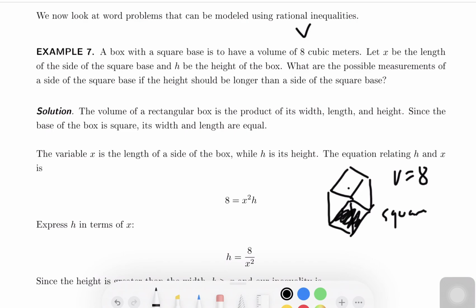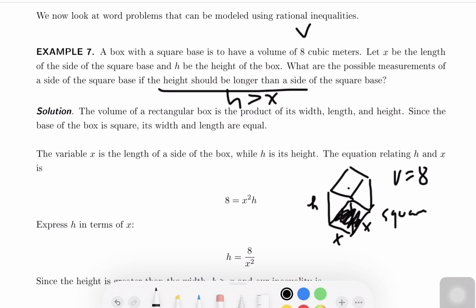Let x be the length of the side of the square and h be the height. So meaning this is x. If this is x, since this is a square, this is x also. But for the height, it must not be x. We will denote it by h because only the base is the square. What are the possible measurements of a side of a square base if the height should be longer than the side of the square base? So height should be longer than the side, meaning h is greater than x. So we have that relationship of h and x.